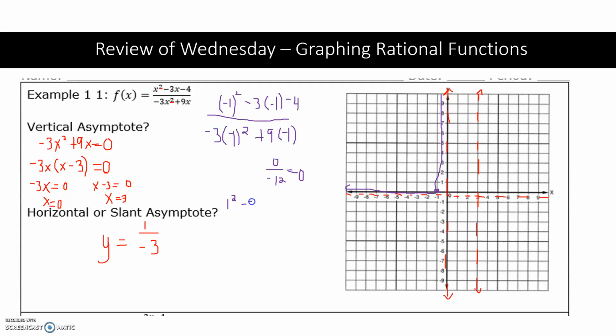squared minus 3 times 1 minus 4 all over negative 3 times 1 squared plus 9 times 1.